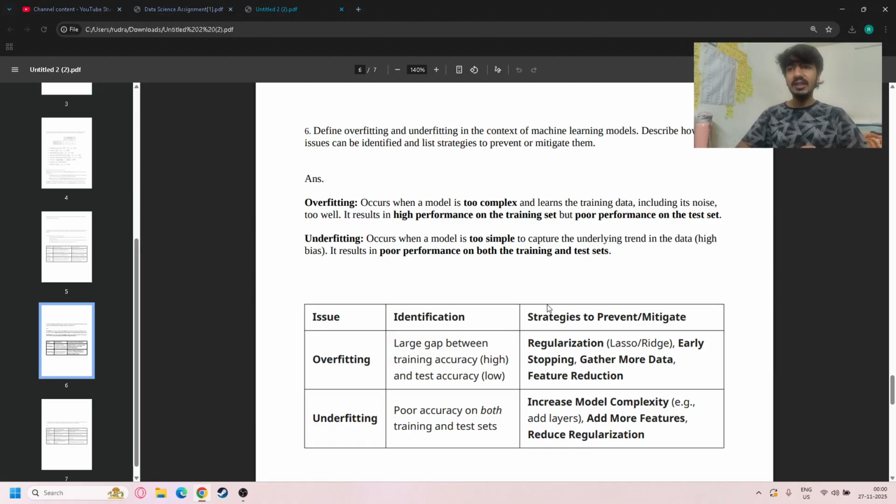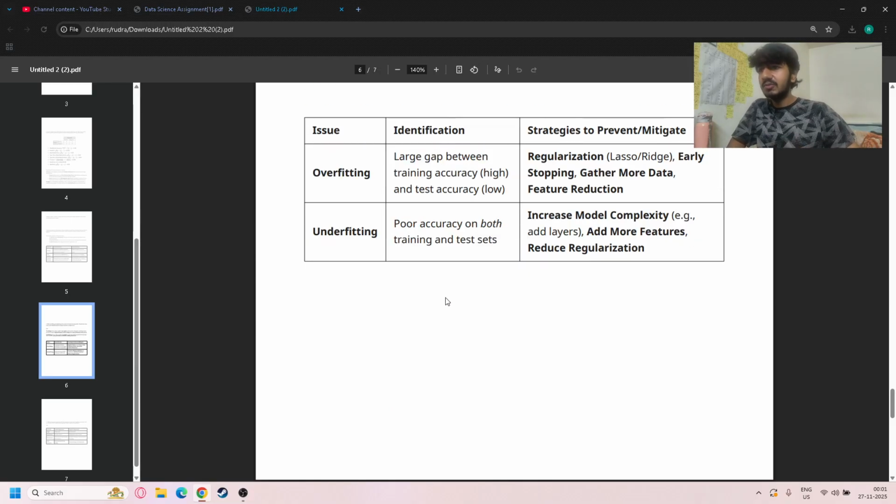Now strategies to prevent underfitting: make the model more complex. The model is too simple, that's why the bias is happening. So you can add more layers to make the model more complex, or you can add features. Features will also give you better performance, or you can reduce the regularization so there is more variability. So that's the basic difference between overfitting and underfitting and strategies to mitigate them.